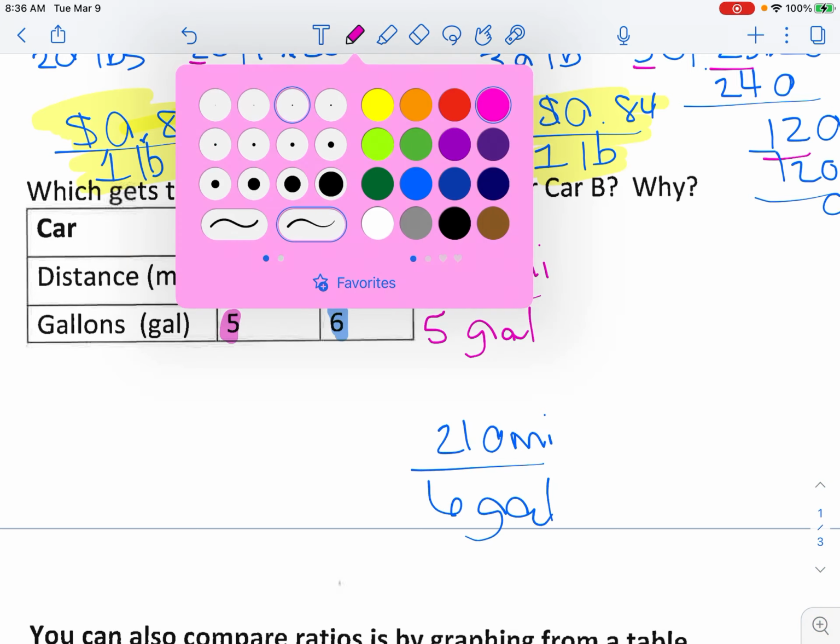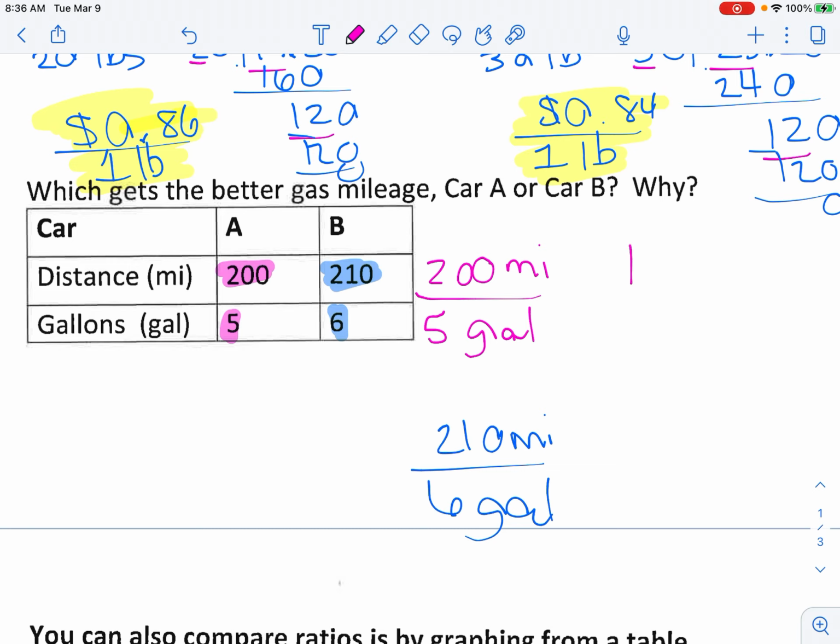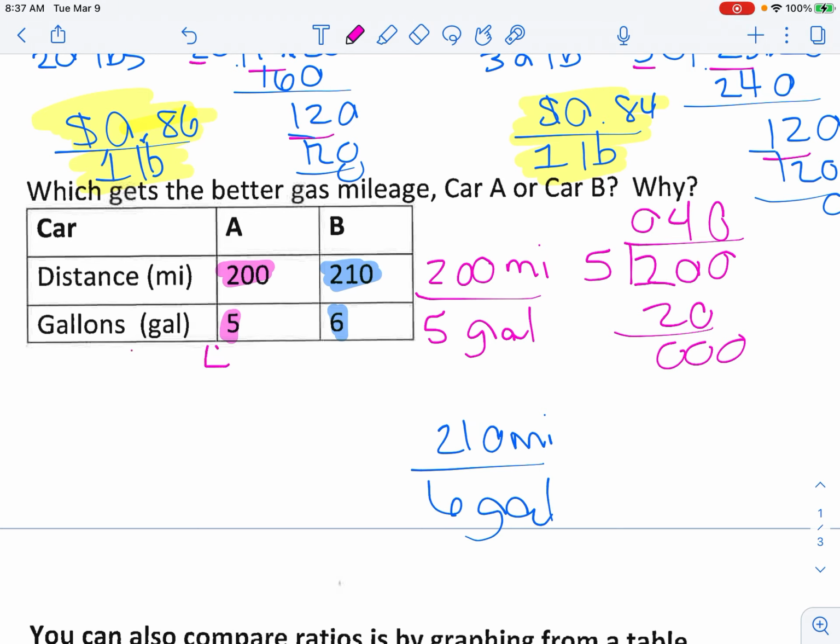So we're going to have to do some math. Remember, we always divide the numerator by the denominator. 200 miles divided by 5 gallons of gas is 40. I'm going to put that over here. So that's 40 miles to 1 gallon of gas.